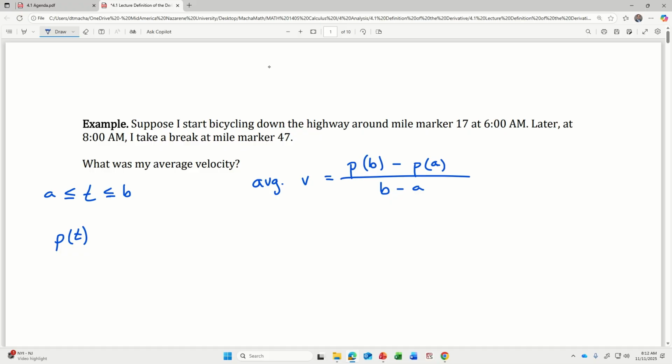Well, then P of B is my position at the end, which is 47. P of A was my position at the start, which is 17. B, the end time, was 8 a.m. And A, the start time, was 6. So 47 minus 17 is 30, 8 minus 6 is 2, and this gives me an average velocity of 15 miles per hour.